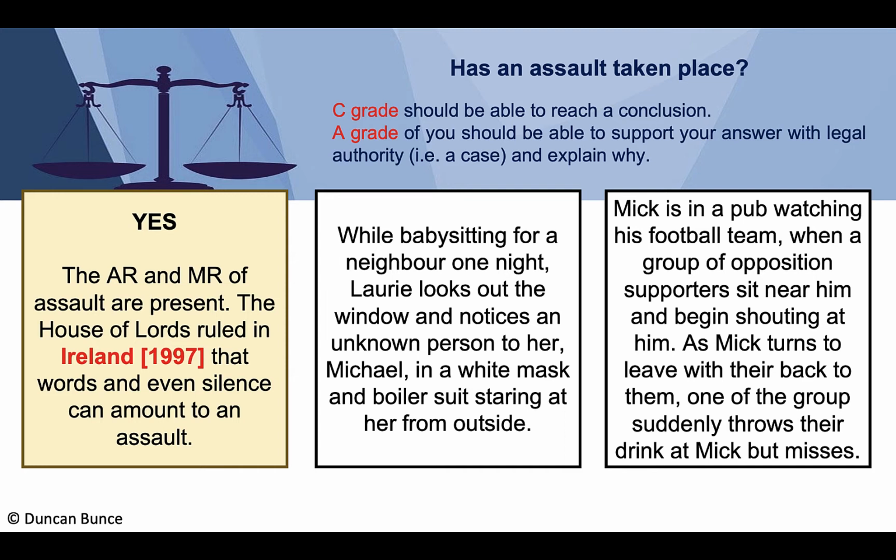You could use the case of Constanza or Ireland as we described, but a better answer would use that Smith and Superintendent of Woking Police Station case, and make the point that immediate doesn't mean instantaneous, it means imminent. And from Laurie's point of view, there is an imminent threat. She is fearful of what violence might befall her next by this Michael that she doesn't know.